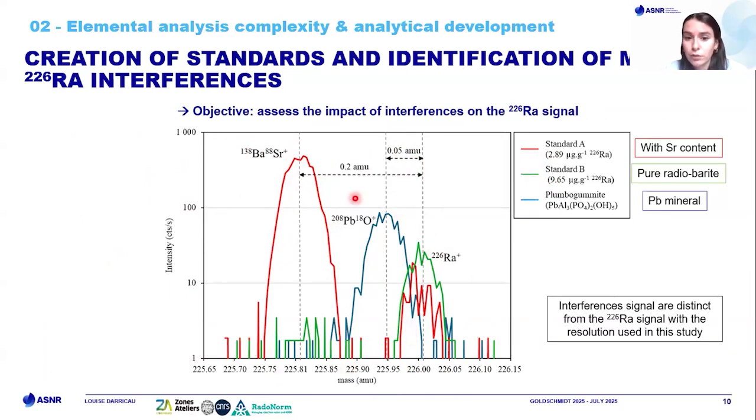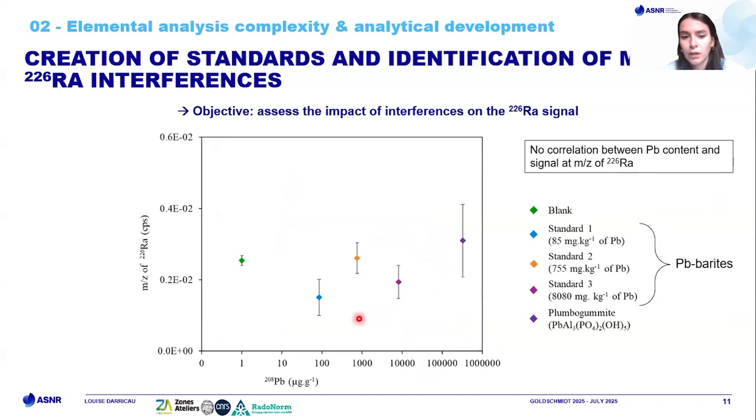And for the lead oxide, we looked at the plugongumite, which really has a lot of lead in it, and we can see the signal of the lead oxide complex compared to the radium one. So we can really distinguish the two in this setting, with the resolutions that we could access. But we wanted to see if there was an impact from the tail of this signal. So we did some analysis at this mass. For radium, we selected this mass, and we looked at the impact of lead on the signal.